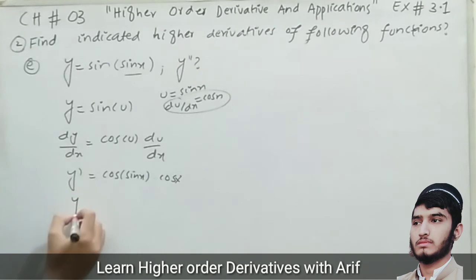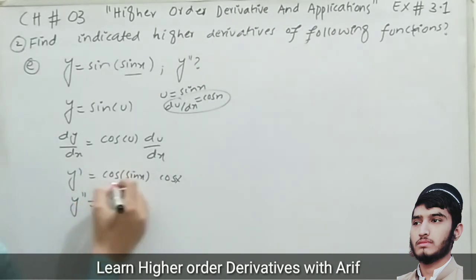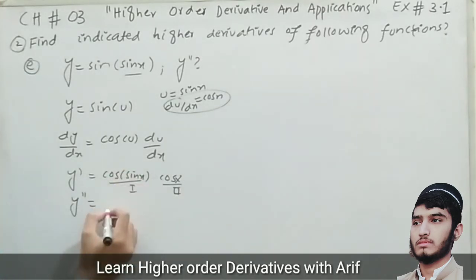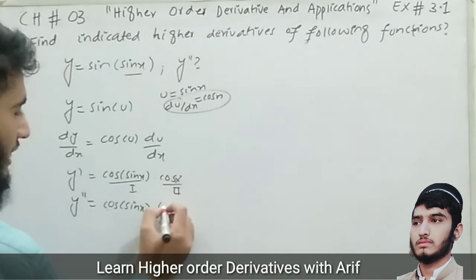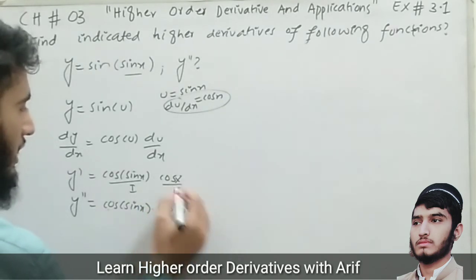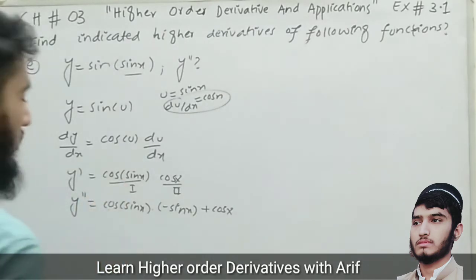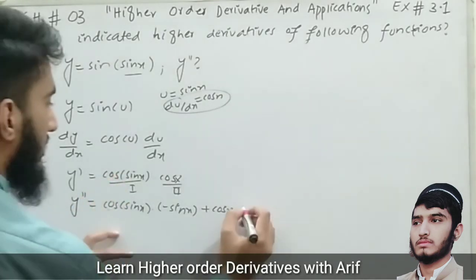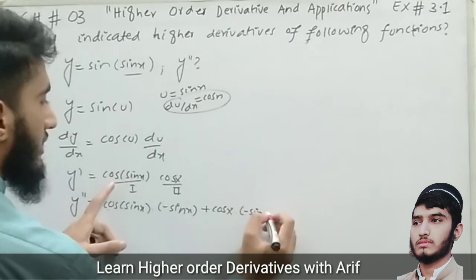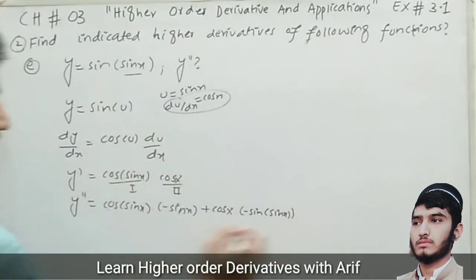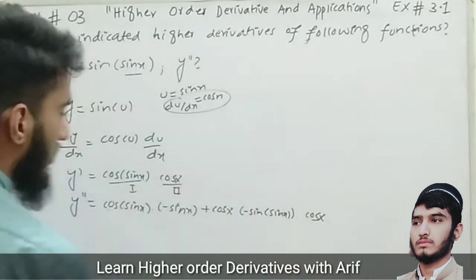For the second time, y double dash will be, let's suppose this is the first function and this is the second function, so use the product rule of differentiation. First function, cos of sin x, and the derivative of the second function cos x is negative sin x, and plus the second function cos x, and the derivative of the first function will be, the cos derivative is negative sin, so it becomes minus sin of sin x. Also take the derivative of the inner function sin x, which gives us cos x.